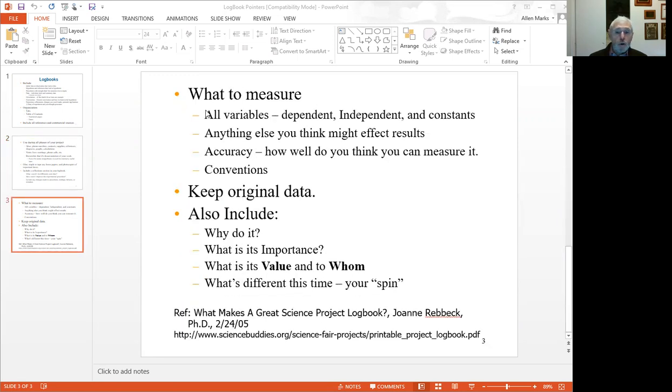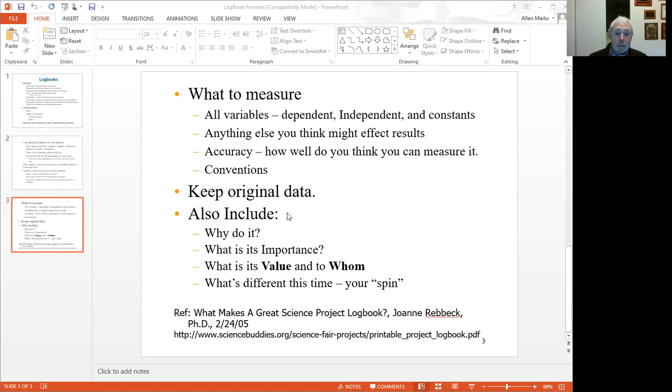You need to measure all the variables: dependent, independent, and also the things you keep constant. Anything that you think might affect the results. And you should comment on the accuracy of the different things that you measure, and any conventions you might be using as well. You want to keep the original data, not only the things that you've calculated.